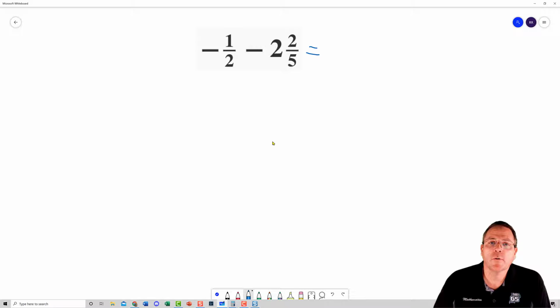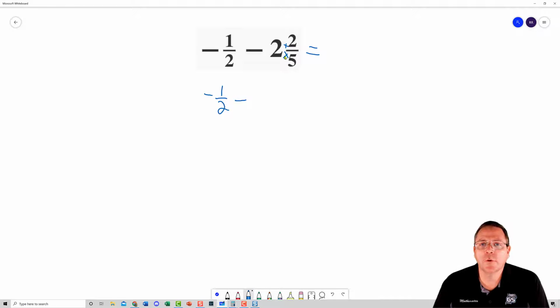Let's see how I'm going to work the problem. I'm going to start off by changing my mixed number into an improper fraction, which can be negative 1/2 minus, do my Texas approach, 5 times 2 is 10, plus 2 is 12/5. Next, I'm going to find my least common denominator. My least common denominator is going to be 10, so I'm going to set up my problem for that. 2 goes into 10 5 times. 1 times 5 is 5. 5 goes into 10 2 times. 2 times 12 is 24.